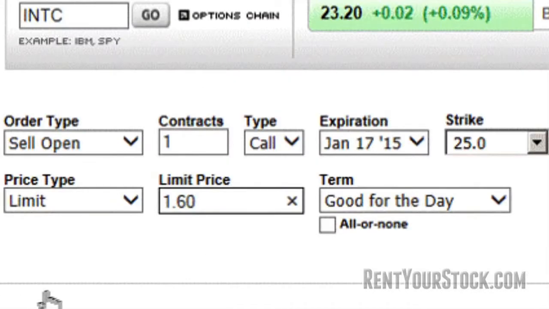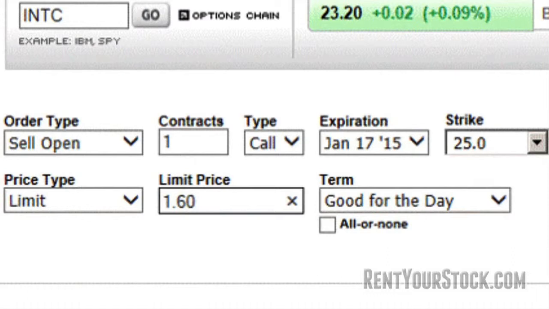Under the Contracts field, I entered 1. When dealing with options in general, one contract always equals 100 shares. So in this scenario, I'm going to rent 100 shares, or one contract. Make sure under the Type field it says Call. Make sure the expiration date is correct. Here we want January 17th, 2015. Make sure the strike price is set properly. Again, we're using $25 as our strike price.